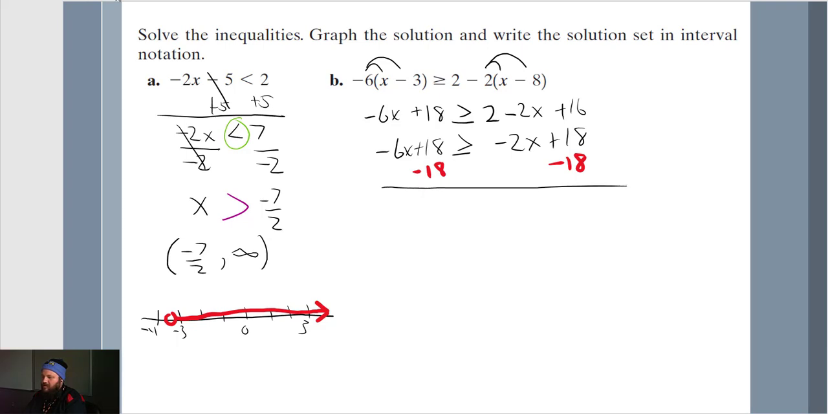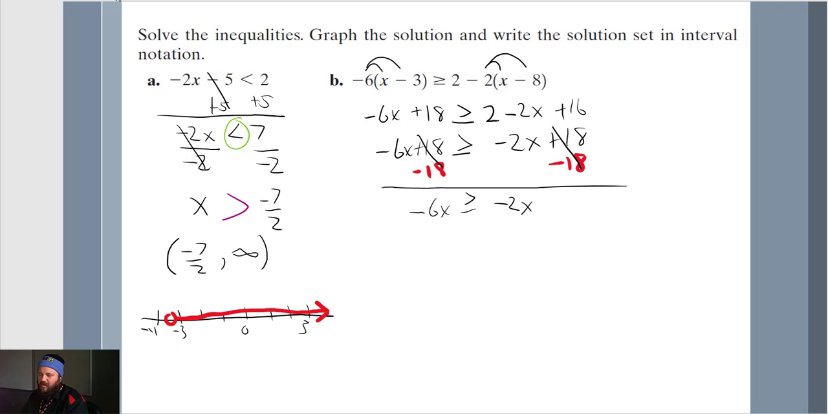If we do that, then these 18s go away. We'll have a -6x greater than or equal to -2x. And these 18, positive 18 minus 18 goes away as well. Okay, so now let's see what we can do here.